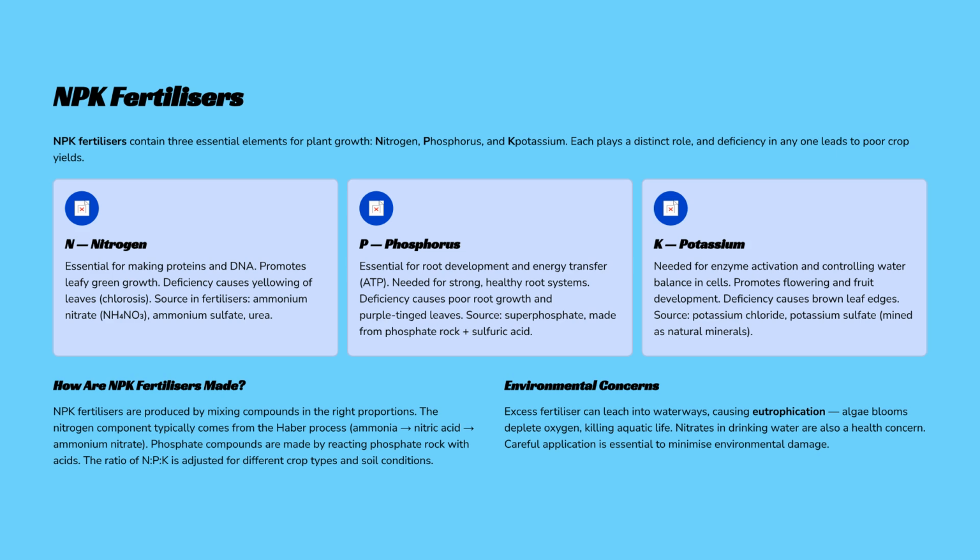NPK fertilizers contain 3 essential elements for plant growth: nitrogen for leafy growth, phosphorus for root systems and energy transfer, and potassium for enzyme activation and water balance. NPKs are made by mixing compounds, often from the Haber process, or reacting phosphate rock with acids. Excess fertilizer can lead to eutrophication in waterways, causing environmental damage.